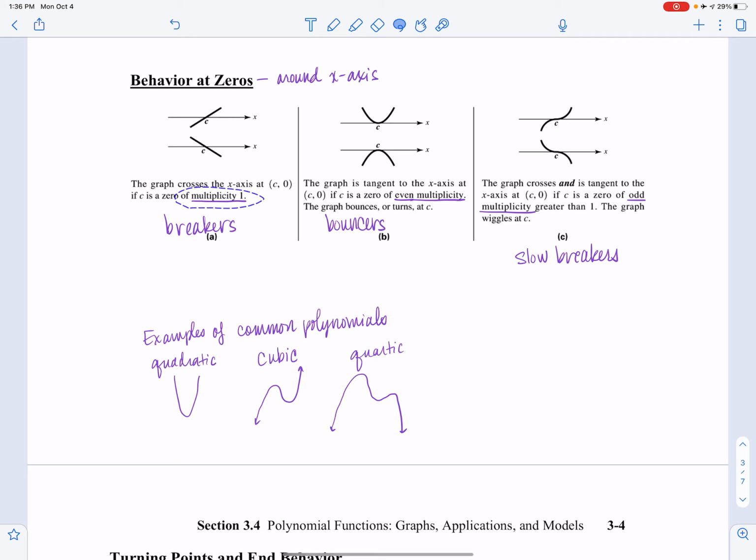So when I have a multiplicity of 1, it's going to break straight through the x-axis. If I have an even multiplicity, so something that is squared or something that is to the 4th power, these are going to be bouncers. They're going to bounce off of the x-axis. If I have an odd multiplicity that's greater than 1, so a multiplicity of 3 or 5, it's still going to break through, it's just going to break through slowly. So this is how I'll know what kind of behavior I have around my x-intercepts.